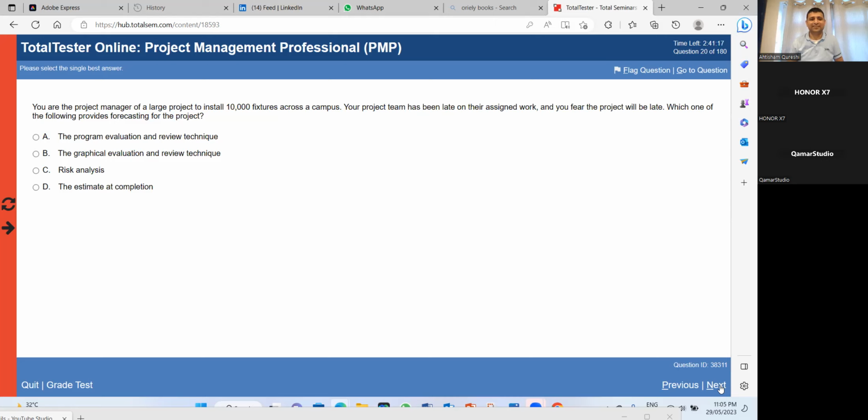So, last question of the day, guys. You are a project manager of a large project to install 10,000 fixtures across the campus. Your project team has been late on their assigned work, and you fear the project will be late. Which of the following would you use to forecast for the project? Program evaluation and review technique, graphic evaluation and review technique, risk analysis, or estimate at completion?